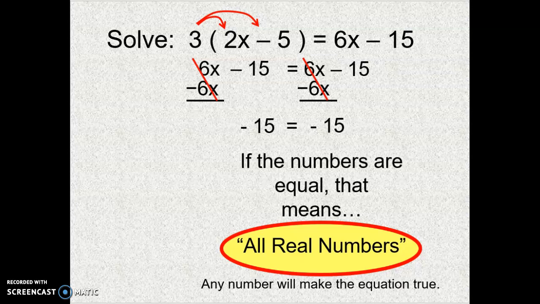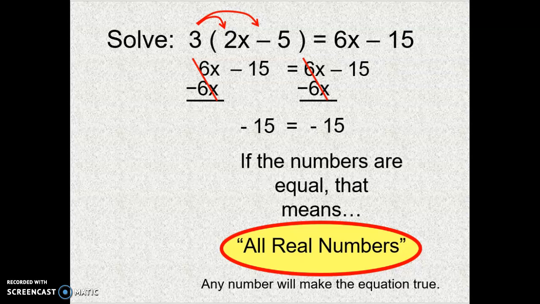When I do that, though, what is 6x minus 6x? Well, that's 0. So on the left-hand side, I get negative 15 is all that's left. But look what happens on the right. All that's left there, negative 15. Does negative 15 equal negative 15? Of course it does.